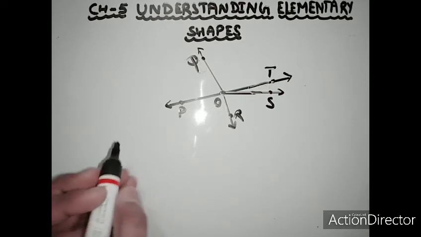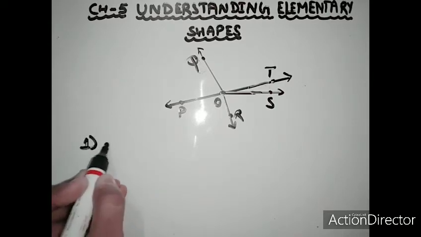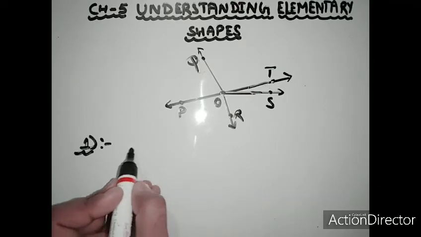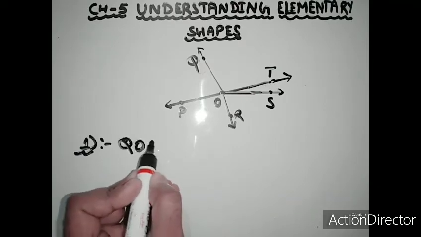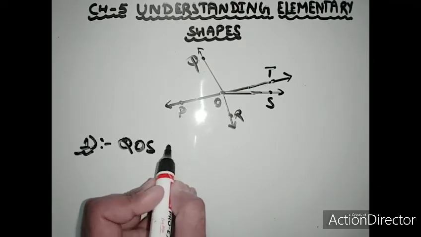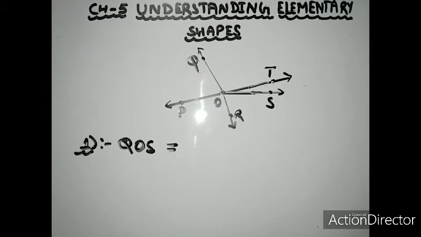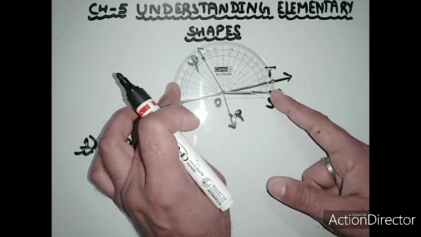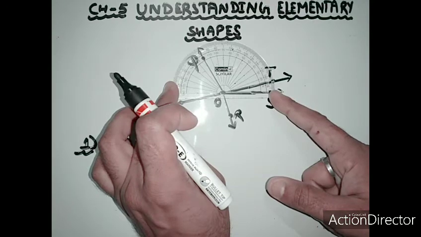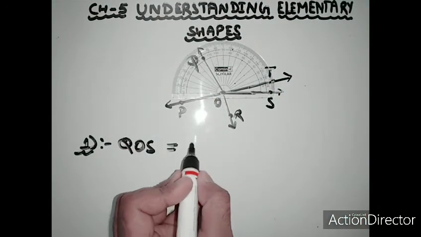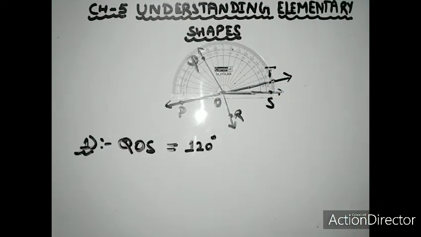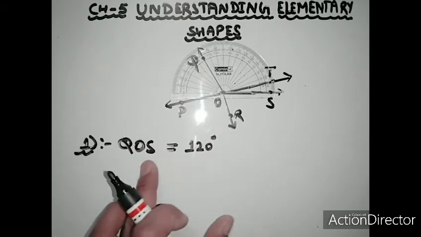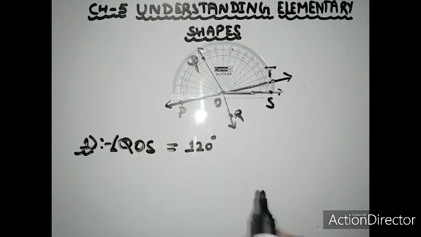So here we first write the name of this angle, like QOS, right? Here we measure this angle and write the degree of the angle, right? So here we put this protractor on this point O and the midpoint of this protractor, and now it is exactly 120 degree, right? So here we write angle QOS is equal to 120 degree.